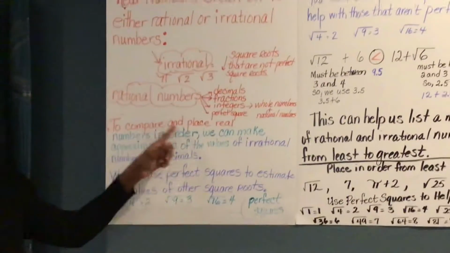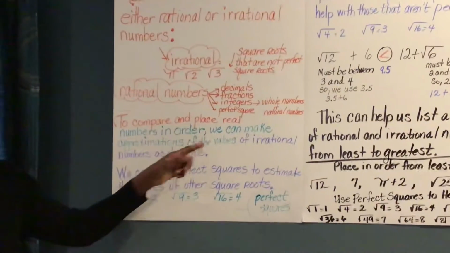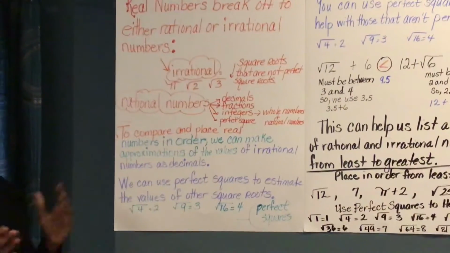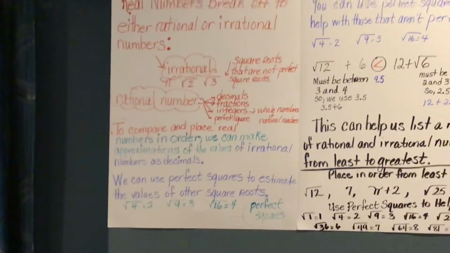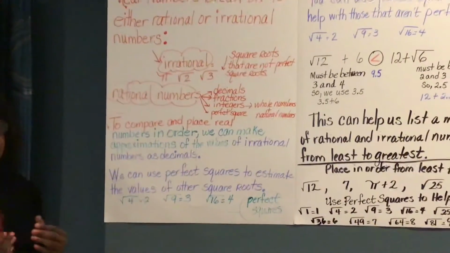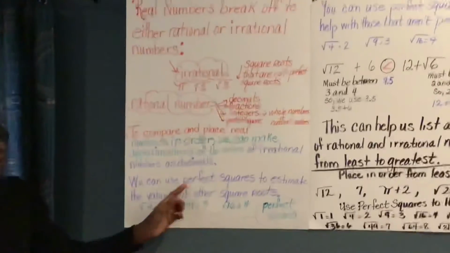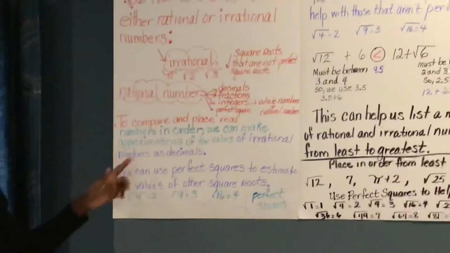Now, to compare and place real numbers in order, we can make approximations or guesses of the values of the irrational numbers as decimals. So our goal is to get as close as we possibly can to that perfect square root. For example, we can use perfect square roots to estimate.